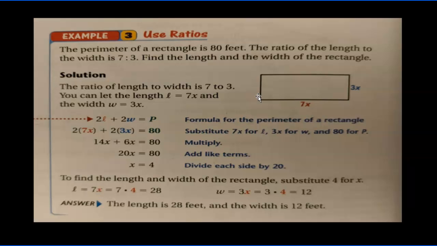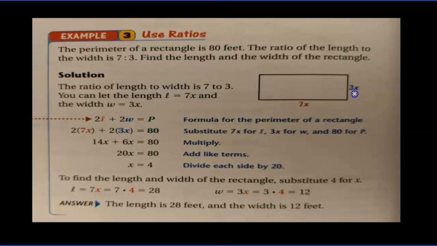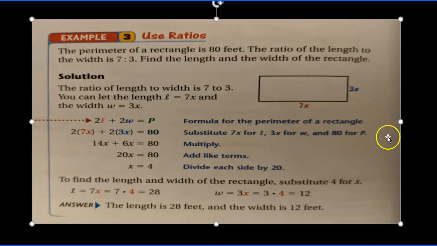So the ratio we know is 7:3. So again, I'm going to use X's. I'd put in X for the length, X for the width, but I'm going to put my ratio in front of them, 7X and 3X. And then I know, sorry, my screen just wants to keep jumping here, and I'm not sure why. I have to remember that I have 2 lengths and 2 widths, and that's going to equal the perimeter.